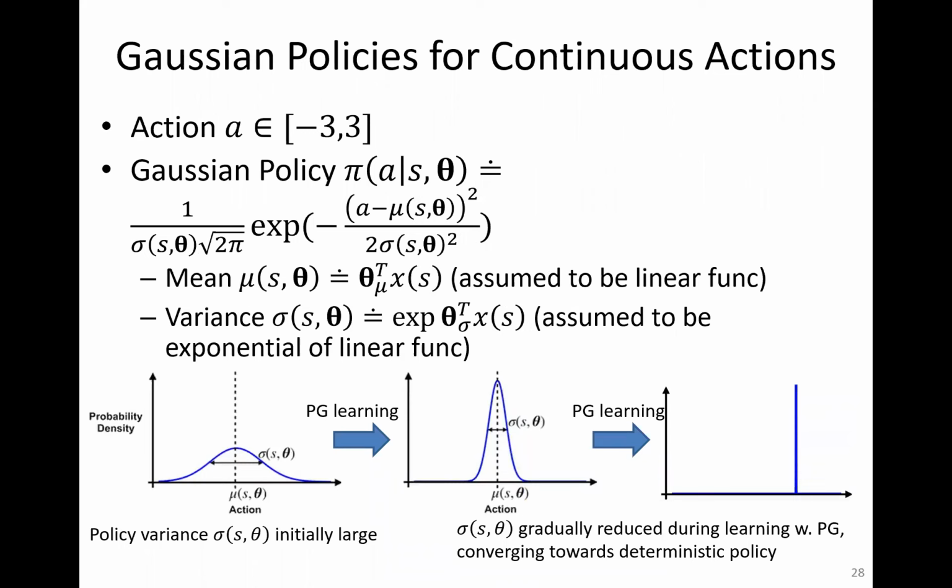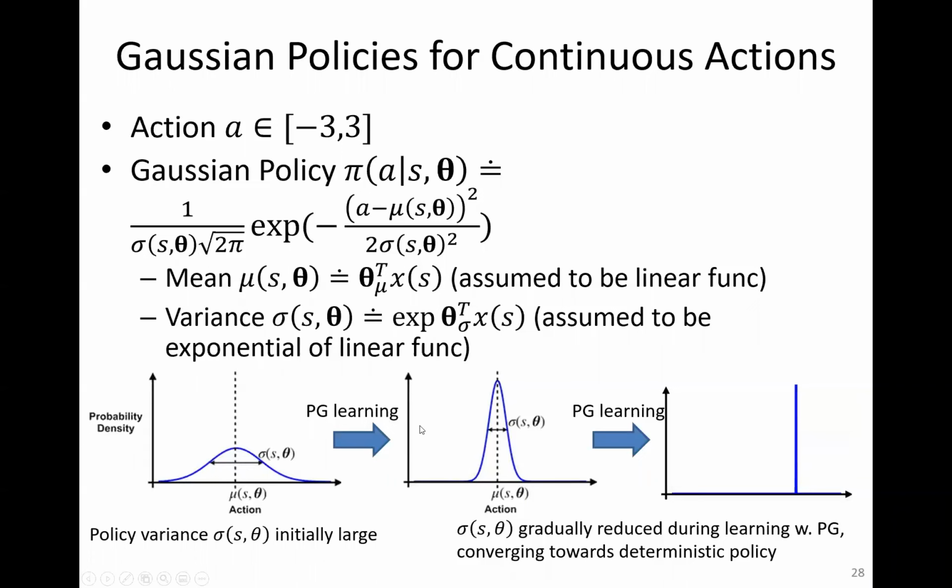So if you have a Gaussian policy for the pendulum swing up example, say you have a continuous range of actions, angular acceleration from -3 to 3, then you may have a Gaussian policy with the mean defined as a linear function and variance defined as the exponential of a linear function.